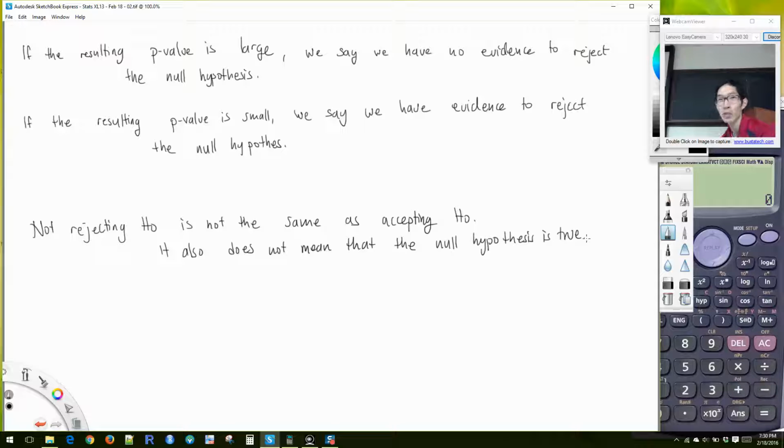So a not guilty verdict just means there was not enough evidence presented by the prosecution to convince the jury that the defendant is guilty. So not rejecting the null, basically a not guilty verdict, is not the same thing as saying the defendant is innocent. So not rejecting the null is not the same as accepting the null.